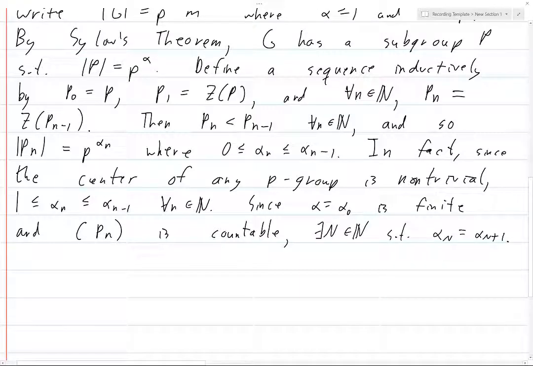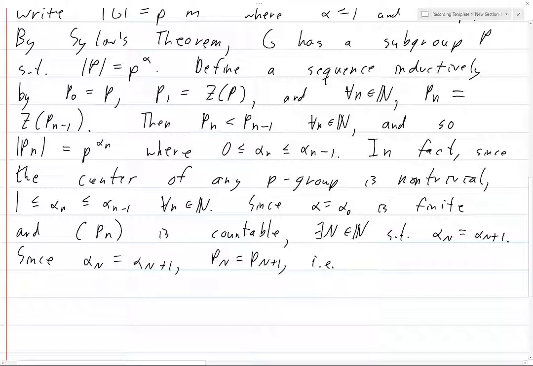If you think about what's going on here, if alpha_n equals alpha_{n+1}, then, let me say the next sentence and then I'll go back to what I was about to say. Since alpha_n is alpha_{n+1}, P_n equals P_{n+1}. So P_n equals P_{n+1}, that's the same as saying P_n equals Z(P_n), and so P_n is abelian.